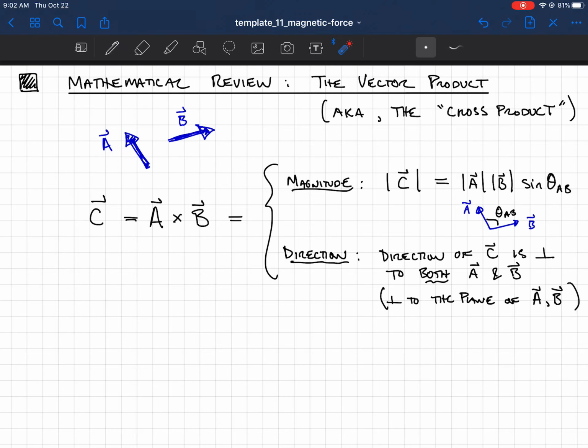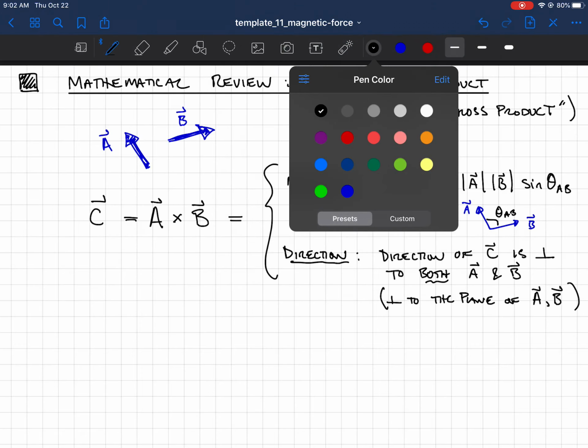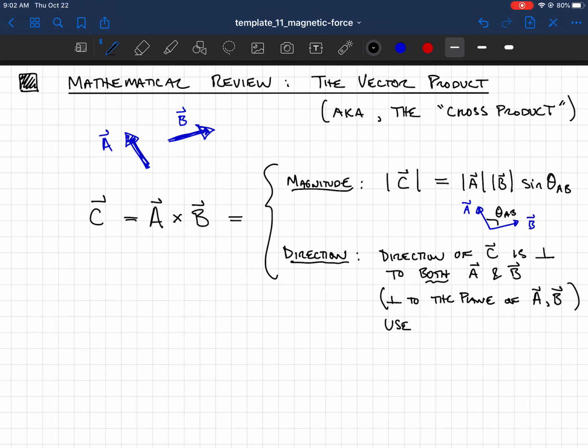So a plane made by A and B, well, in this example here, A and B both lie in the plane of the page. If you put their tails together, you can sort of see that plane. It spans this entire flat page here. So you would say that A and B make a plane, which is the page. Now, direction of C is perpendicular to both of them. So that means that C must be pointing either out of the page or into the page. And to decide which one that is, you use the right-hand rule.